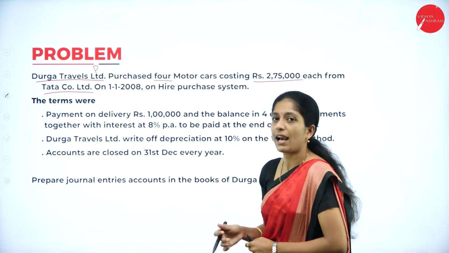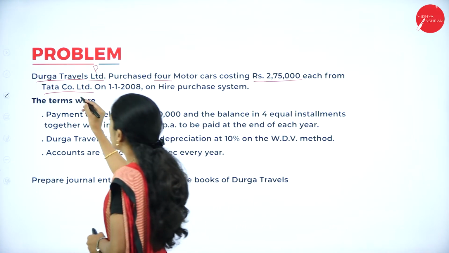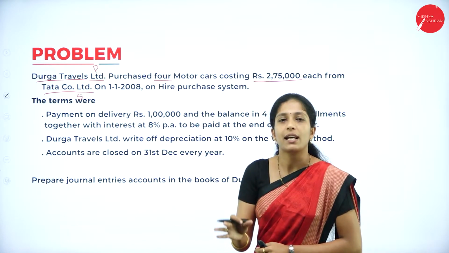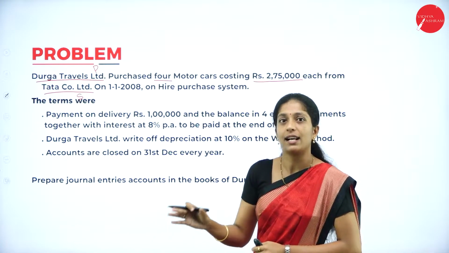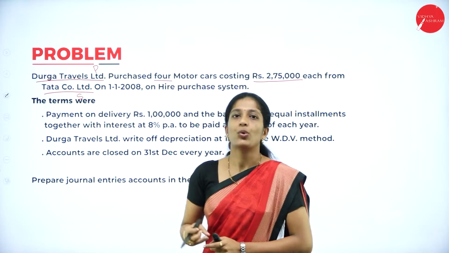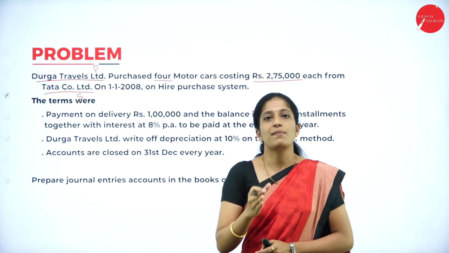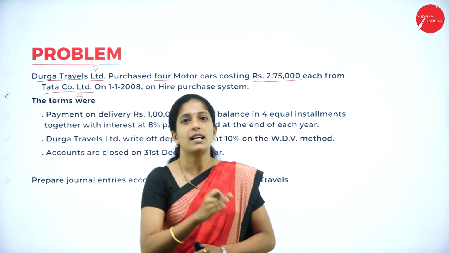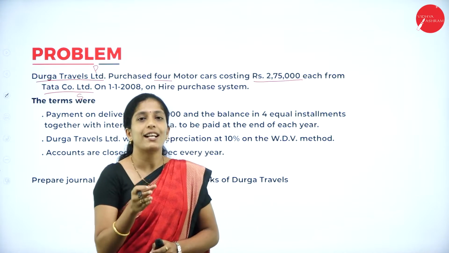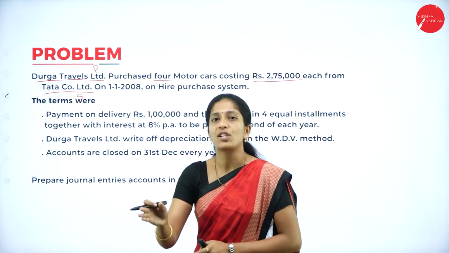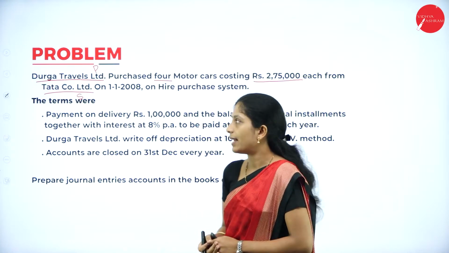Then from whom have they purchased? From Tata Company Limited. So they are the hire seller. Now you are clear about who is the hire purchaser and who is the hire seller. First you have to identify who is the hire purchaser as well as who is the hire seller, because sometimes they will ask to prepare journal entries in the books of the hire purchaser and sometimes they will ask for journal entries in the books of the hire seller. So you have to know who is the hire purchaser and who is the hire seller.